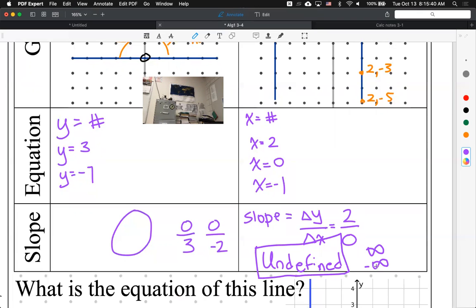I know Khan Academy sometimes says infinity. The slope is infinite, but undefined is more correct. So now you know both of those. All right, so let's try some example problems.